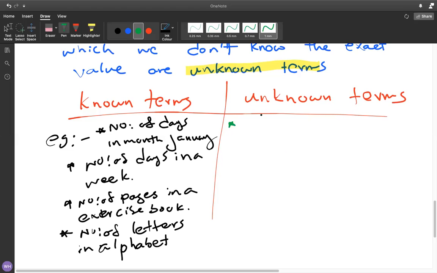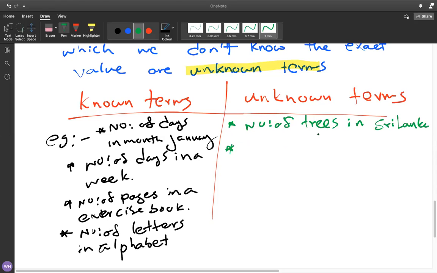Right. So give me some examples for unknown terms. Yes, any idea about unknown terms? Number of trees in the jungle. Okay, good. Number of trees in, let's say, Sri Lanka. To be a little more specific, number of trees in Sri Lanka, do you know it? No, you don't know. Water tank. Sir, water tank level. Okay, yes, they are good examples.